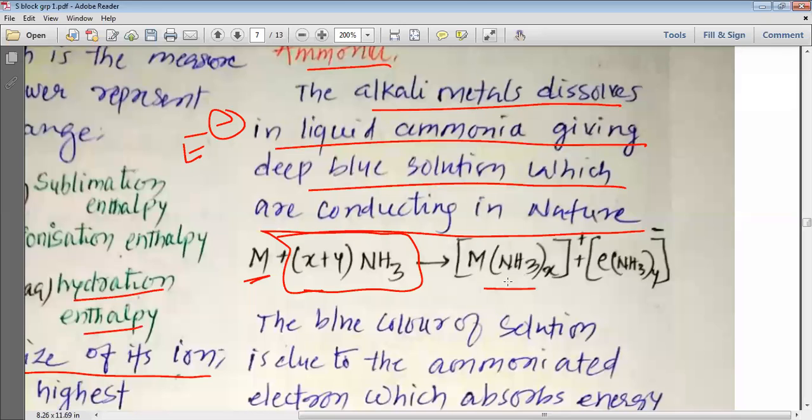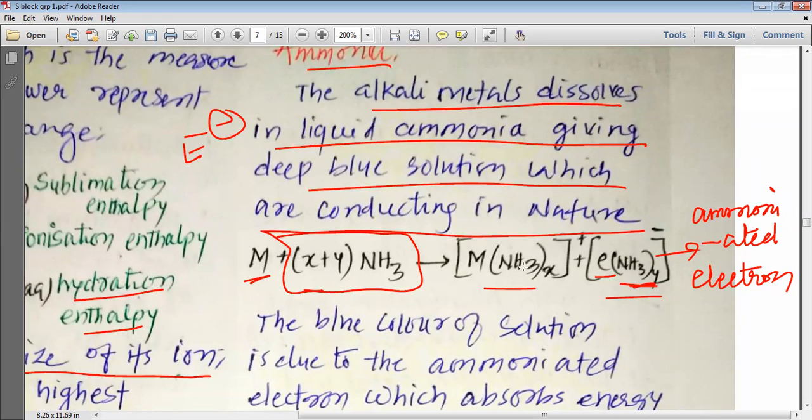These ammonia molecules are coordinated with the metal M, and then the electrons removed from the metal, not all of them, but out of X only Y electrons combine with the ammonia. That gives us the ammoniated electron. This is what is known as the ammoniated electron, my dear students. That is why this solution becomes paramagnetic in nature, and this is what gives us the blue color.